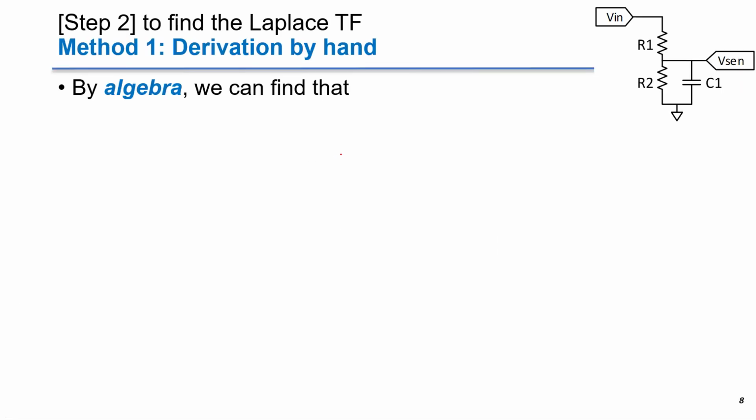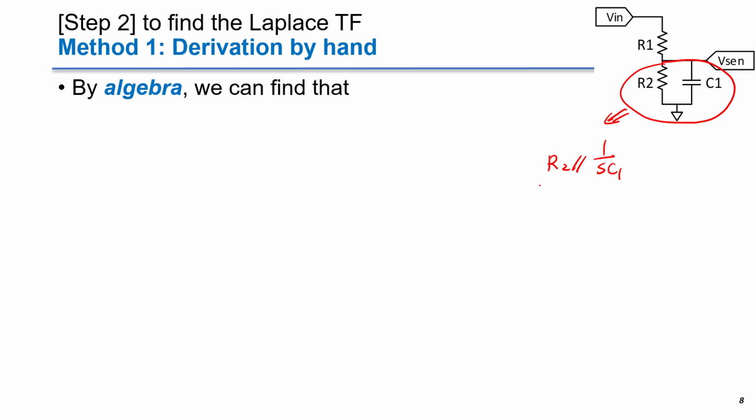The first one is to derive the equation by hand. So this is the schematic of the circuit. We have a voltage divider R1 and R2. R2 is in parallel with C1. So we look at R2 in parallel with C1. The impedance is R2 in parallel with 1 over SC1. This is the impedance of the capacitor C1.